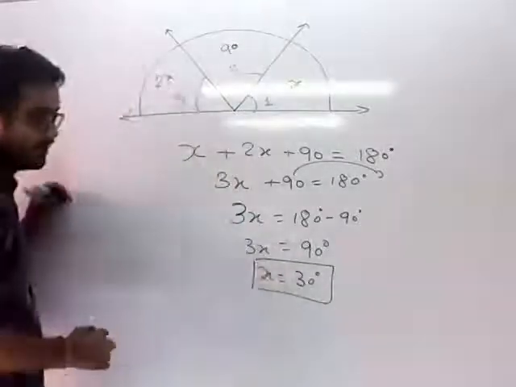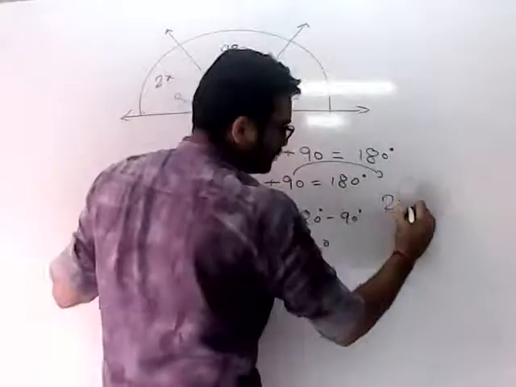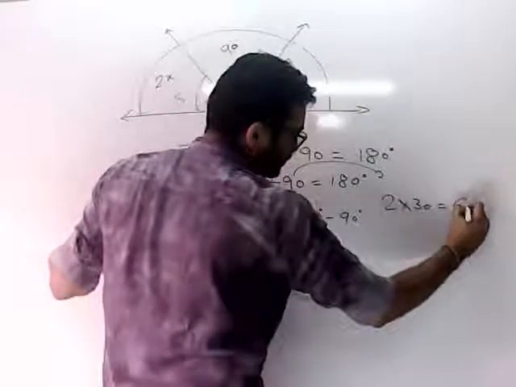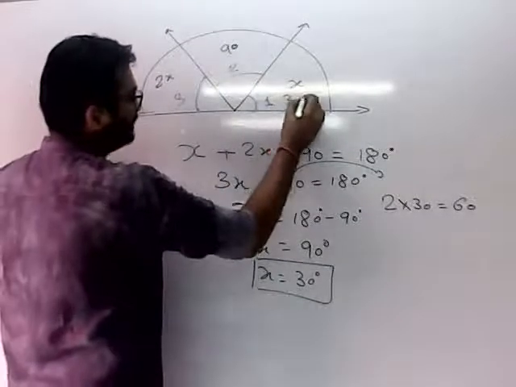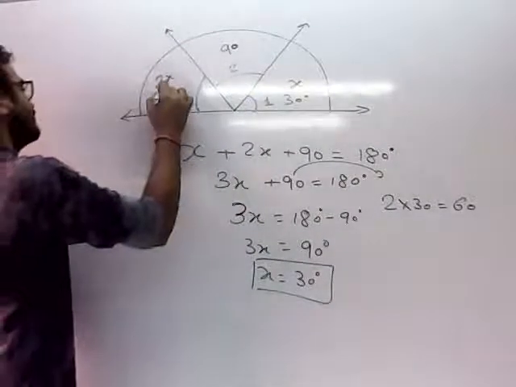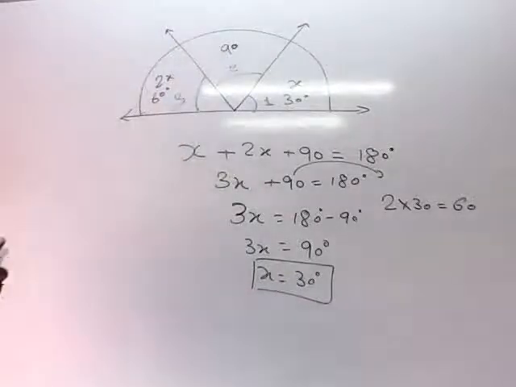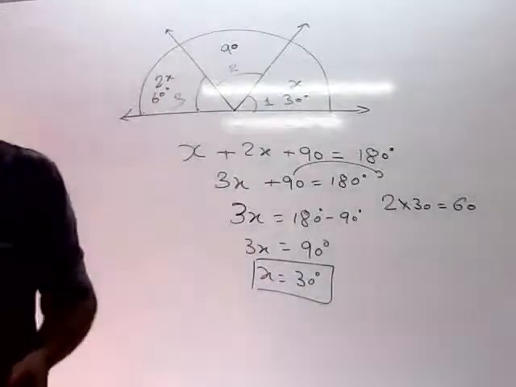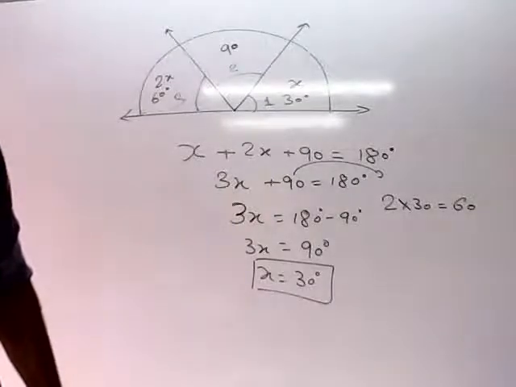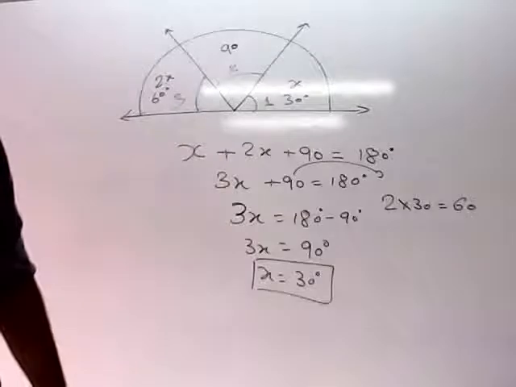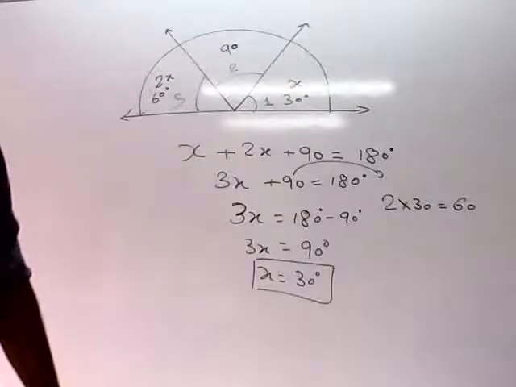Now if x is equal to 30 degree, what will be 2x? 2 into 30 is equal to 60 degree. It means that angle 1 is 30 degree and angle 3 is 60 degree. Okay, so this could be a question of your 9th standard. Let's have one example from your textbook regarding this. I'm searching for the question.